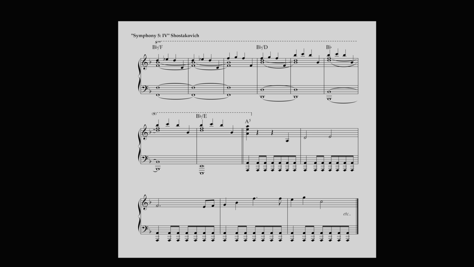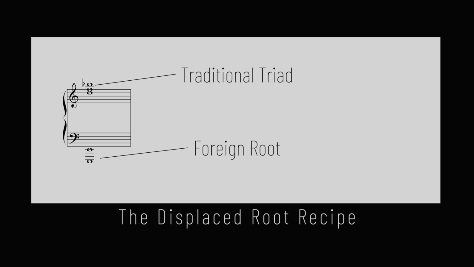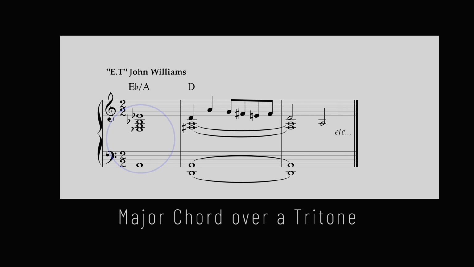Historically, this technique has been especially employed where the displaced root has some sort of melodic importance, like in this example from the Shostakovich Fifth Symphony. Here, Shostakovich uses a B flat over E chord to transition from a place of relative serenity to his magnificent coda of the symphony. Williams does something similar in his E.T. score, dramatically using the same chord to score the moment Elliot's bike takes flight.